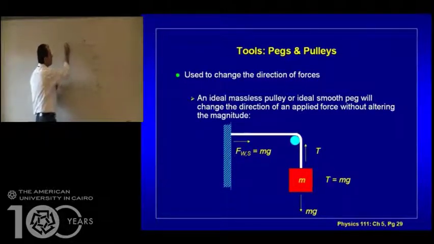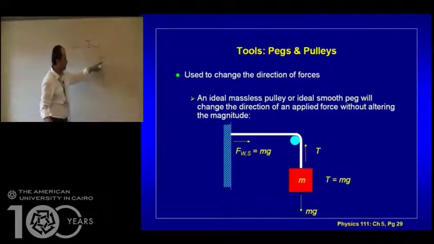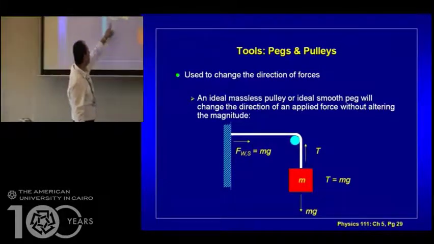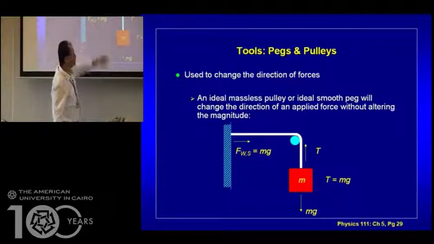This is the wall. Now, what are the forces acting on the wall? That's the same tension T. The force acting on the wall is T, and we found that T equals mg. That's why you find me writing here that the force on the wall from the string equals mg.